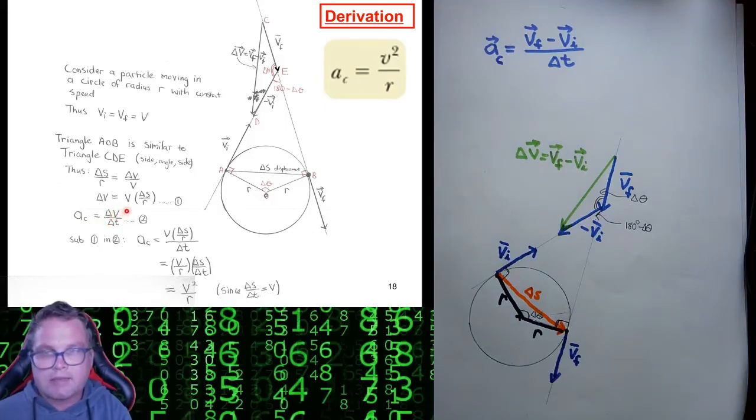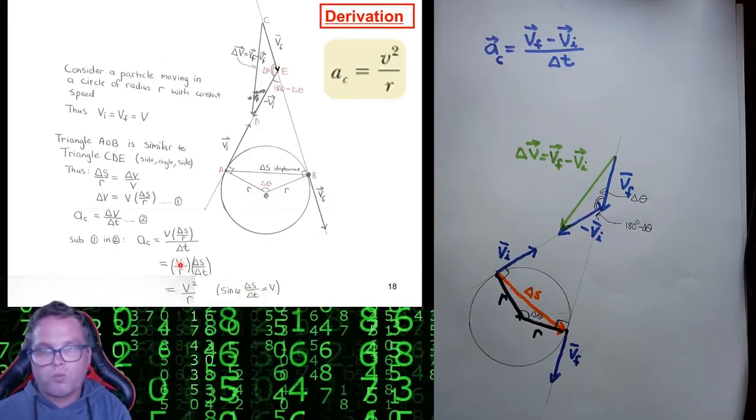I've already seen that delta V is given by this, so I substitute this into equation 2 for delta V. Sub in equation 1 into equation 2, we get the centripetal acceleration is V times this. We can simply rearrange this and have V over R times delta S over T. And the cool thing about this is that delta S over delta T is also V.